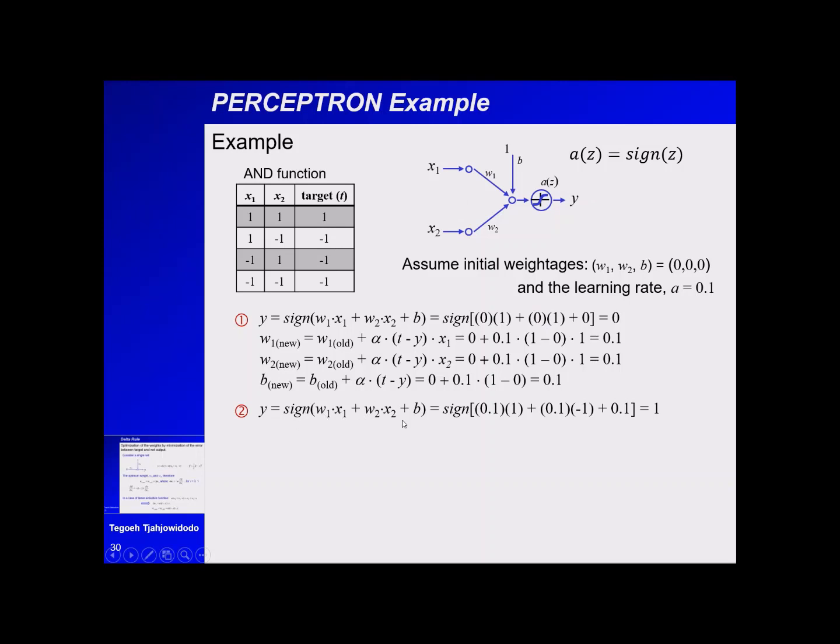It will be equal to signum of W1, my current W1 is 0.1, times the first input 1, plus 0.1 for my new W2 times the second input minus 1, plus the bias 0.1. It's equal to signum of 0.1. Because 0.1 is a positive number, it will be equal to 1. So the y value now is 1.